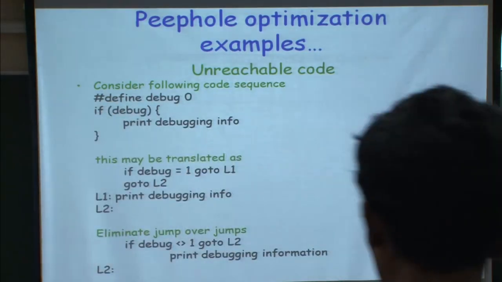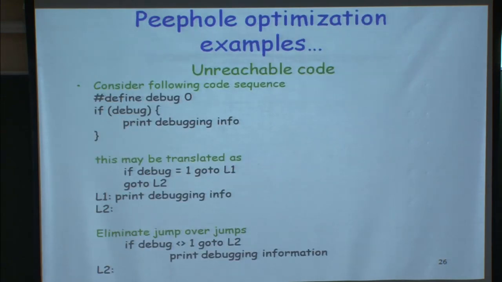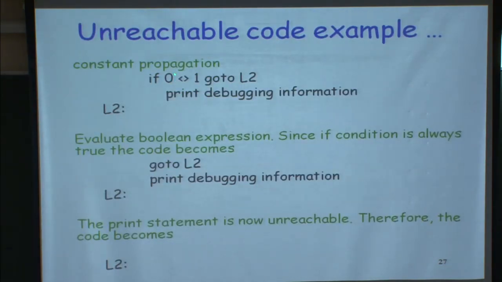Now if I try to optimize it using peephole optimization, what may happen is that I may do something called constant propagation. We won't have time to go into the formal details of how constant propagation is done, but what it means is that if I have a variable whose value is known at compile time and the value is constant, then I can replace the variable by the value itself. After this propagation I have a condition which says if 0 is not equal to 1, then go to L2. Now I know that this Boolean expression can be evaluated at compile time, and the condition 0 not equal to 1 is always false.